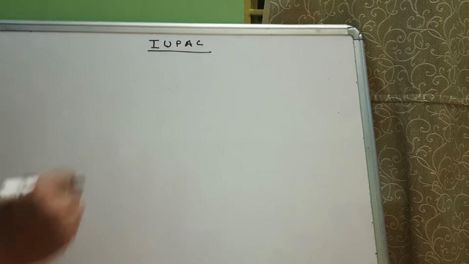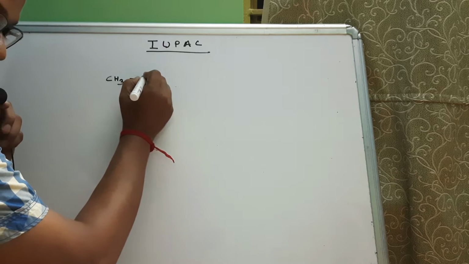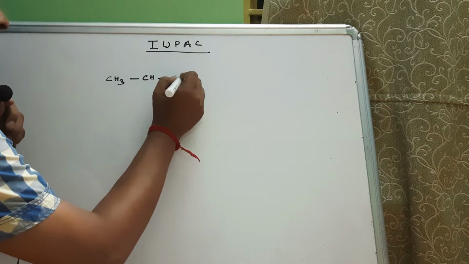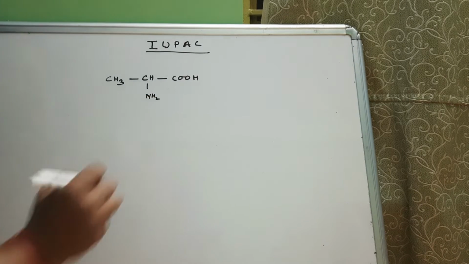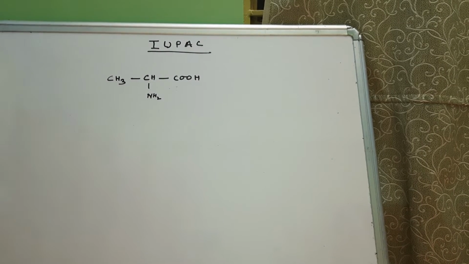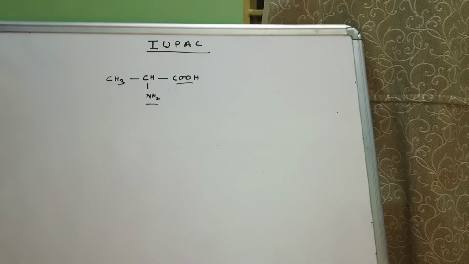CH3, CH, COOH, NH2. So here two functional groups are present. One is COOH and another is NH2.